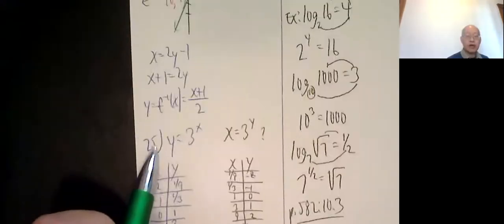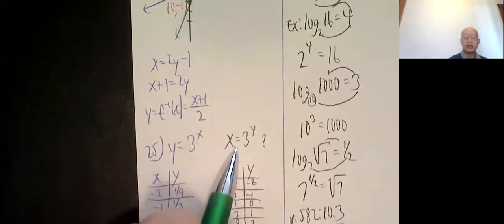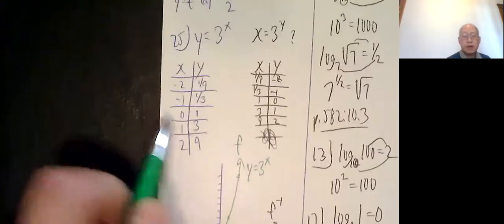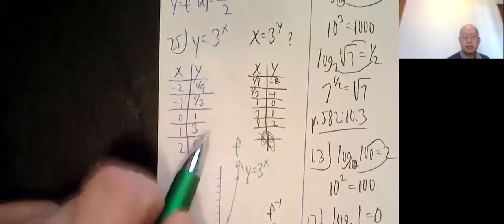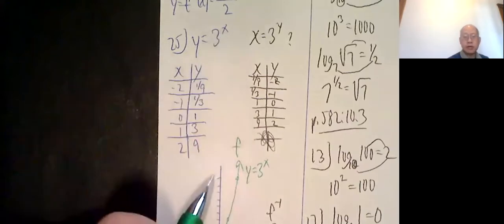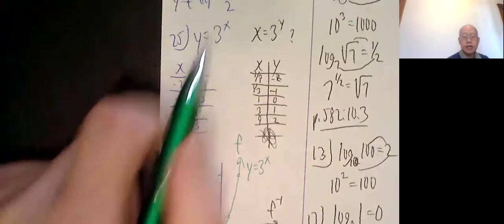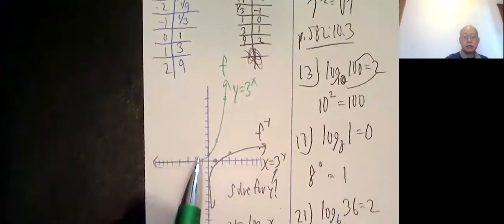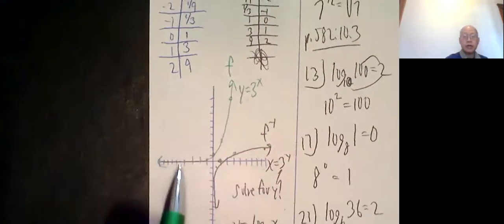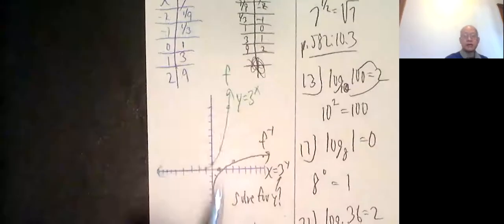Okay, 25, y equals 3 to the x. Switch it around, x equals 3 to the y. Okay. Well, let's see. Let's make a table. I went from -2 to 2. 0 gives me 1. 1 gives me 3. 2, 3 squared is 9. -1. 3 to the -1 is 1/3. 3 to the -2 is 1/9. Plot those points. It looks something like this. 0, 1, 1, 3, 2, 9. And -1, 1/3 is not very high. And -2, 1/9. It's like that.